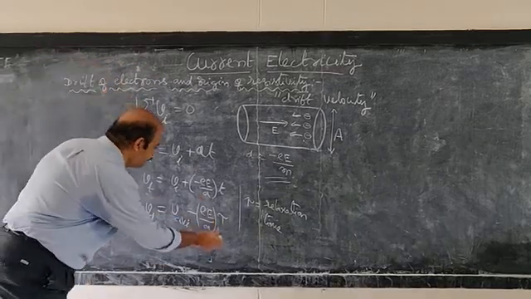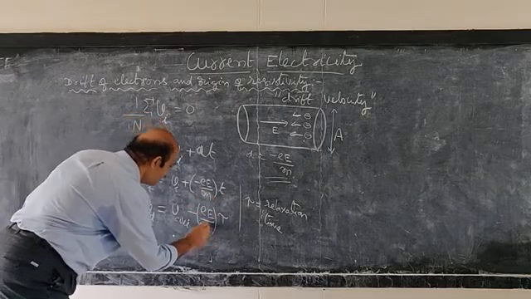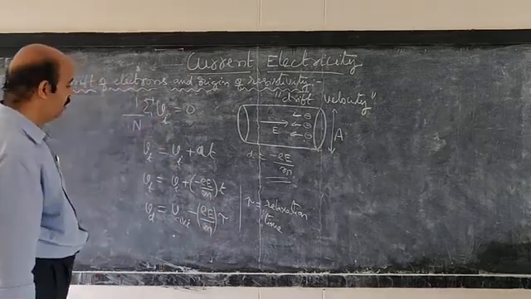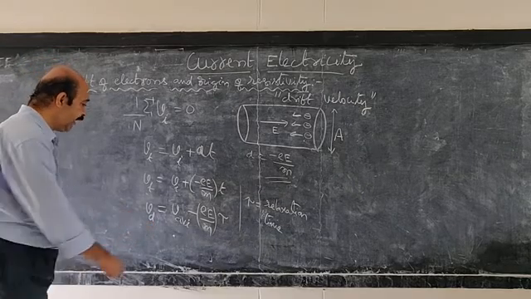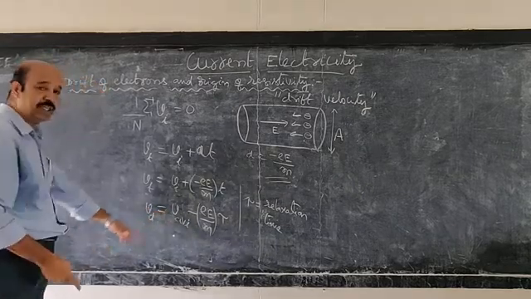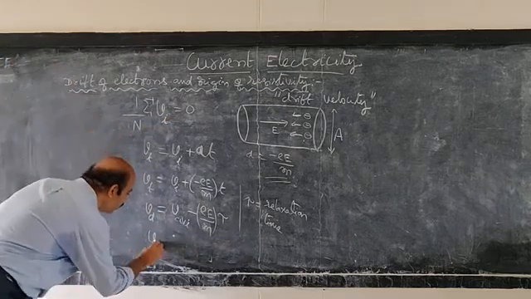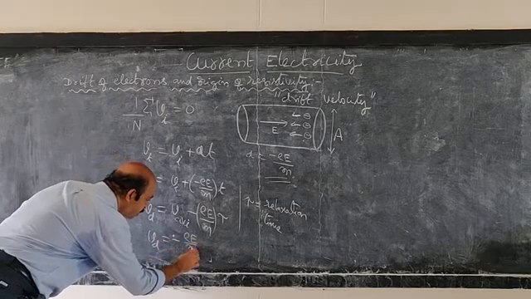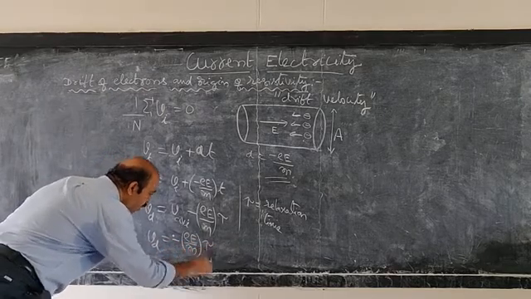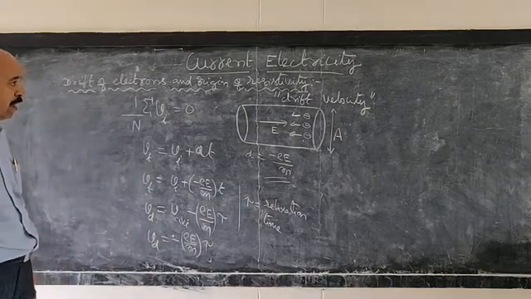Here, m is the mass. Therefore, the average initial velocity is 0, as I already explained. So the drift velocity is given by the acceleration of the electrons multiplied by the relaxation time, or time interval, tau.